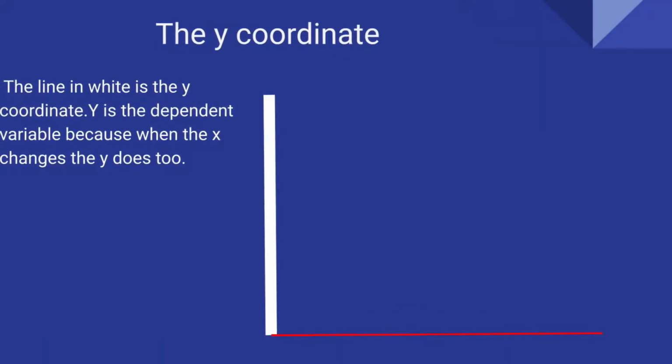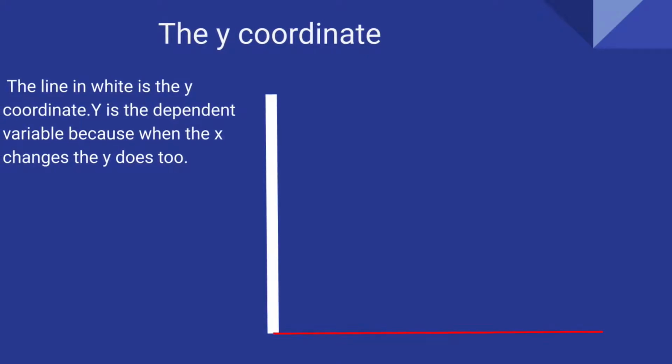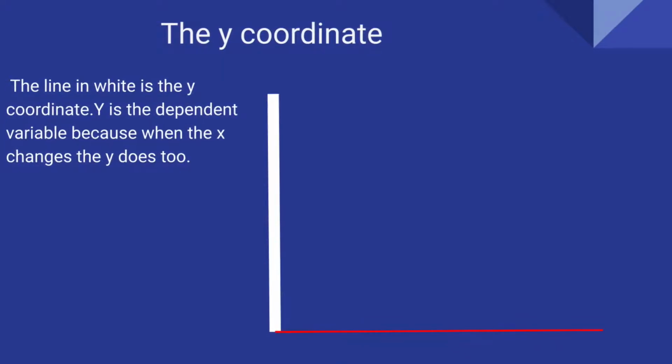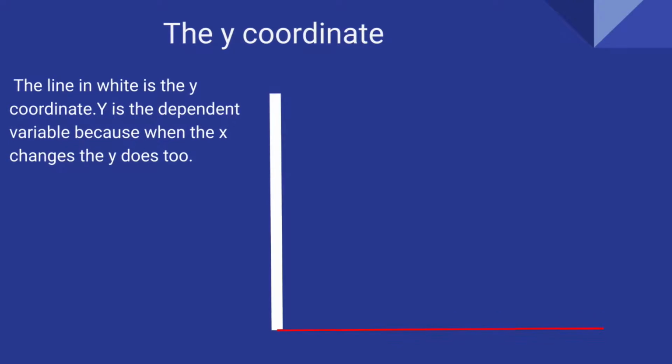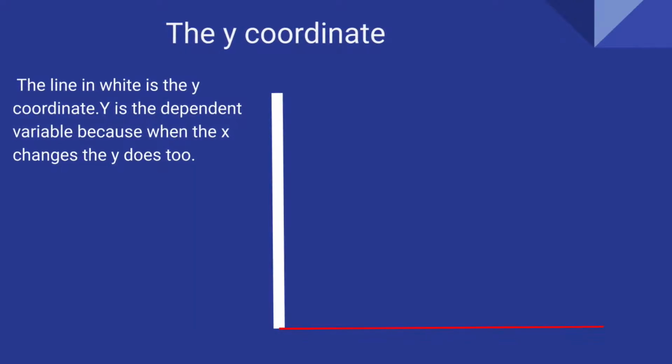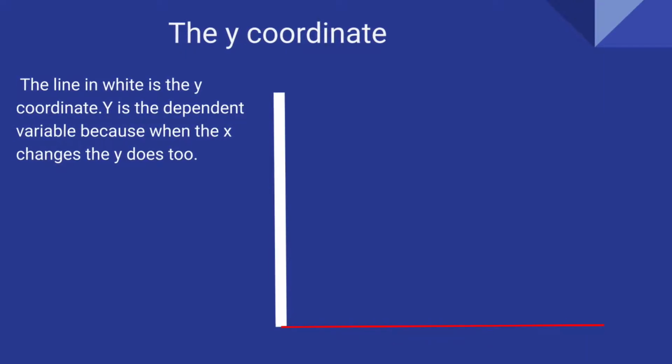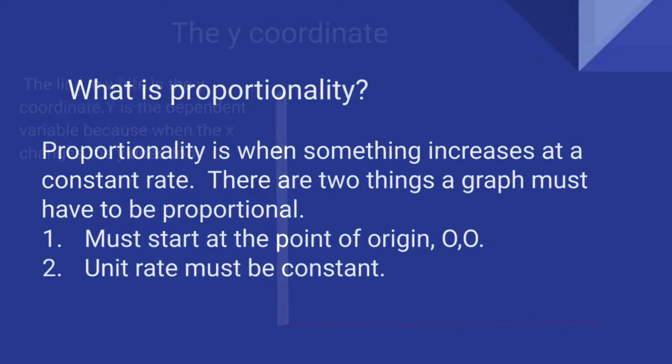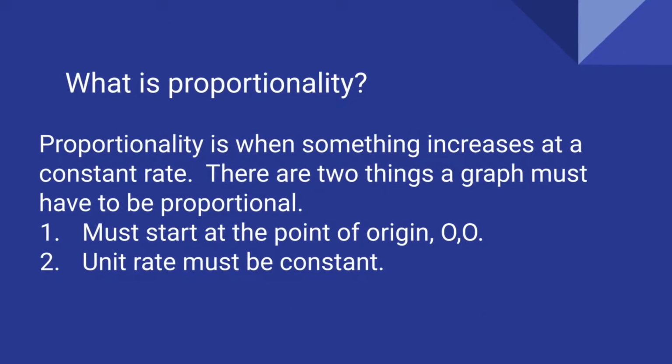Do you see the line in white? That's the y-coordinate. The y-coordinate is the second to be graphed. It is also known as the dependent variable because when the x changes, the y changes too as a result of those changes.